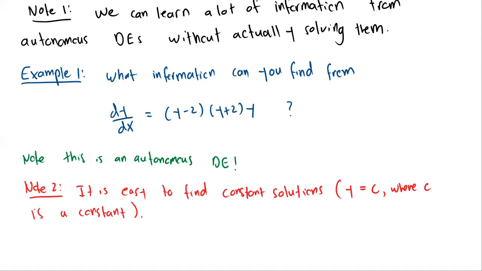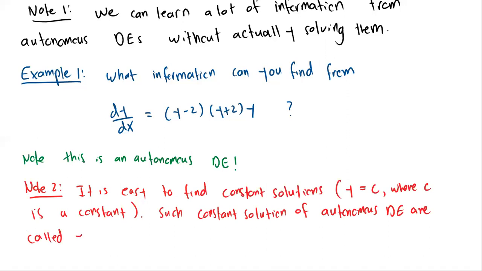Now, anytime you find such a solution, so a solution that's constant like this, we call it an equilibrium solution. And you'll see why later. So such constant solutions of autonomous differential equations are called equilibrium solutions.